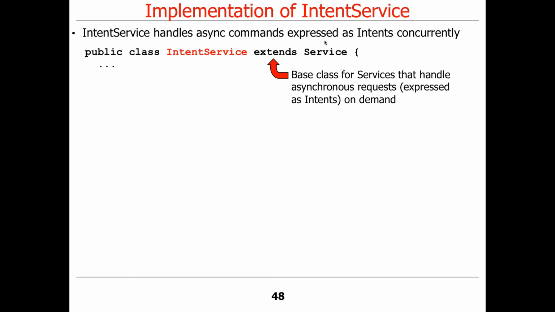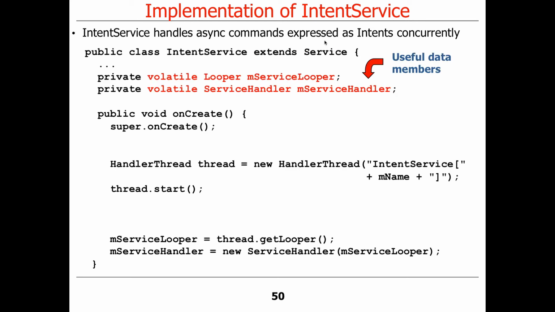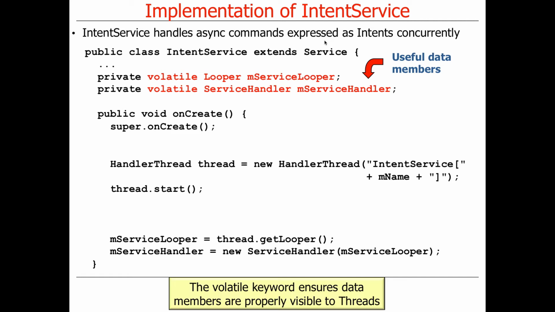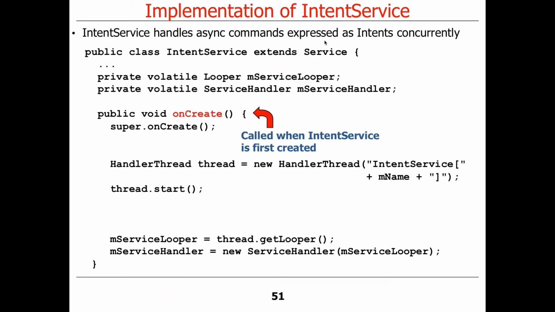All right, so here's how intent service actually is implemented. It extends service, and then it defines these data members. What's funny about this implementation is it looks almost exactly like the discussion we had the other day for the hard-coded version of the download image server. This is just what's in the framework. So that's why I said they refactored it. They baked it in to the framework. We use the volatile keyword so that the data members are visible to threads.